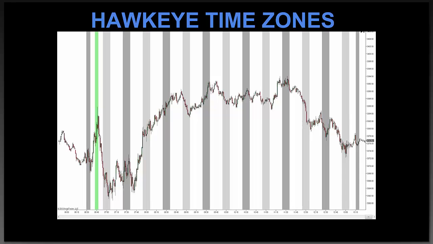We're going to be looking at the same type of ideas, except now with time zones. So this is the Hawkeye time zones tool. Now, yes, it has made your charts look like a zebra. I will give you that. Maybe you have a little green stripe, like a doggy tag or name tag, at the very front of the chart.